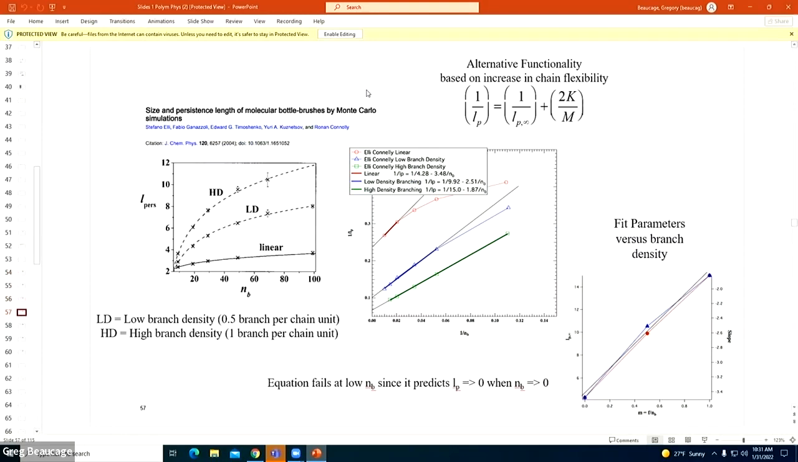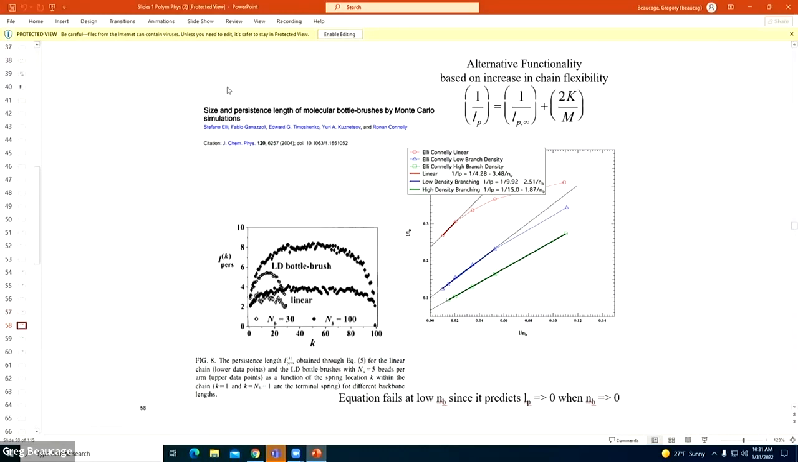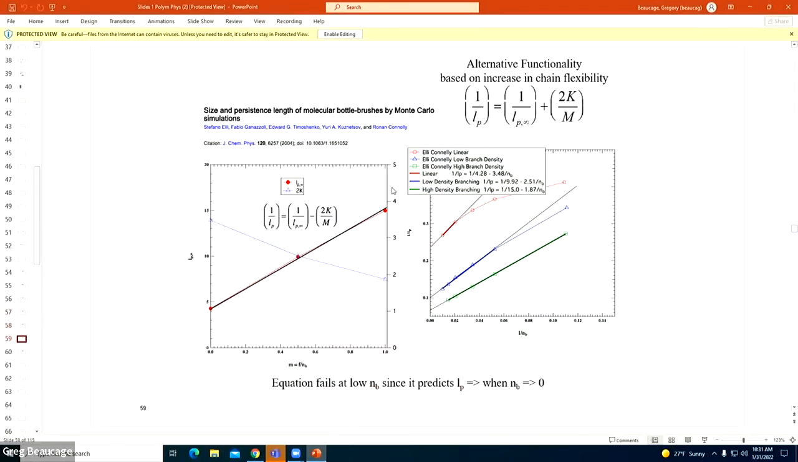Anyway, that's kind of the game people are playing. It changes with the branching positions, and other functionalities are introduced. Once you have the computer program running, you can do whatever you want. This shows the effect that if you have short chains, you get a lot more end group effect than if you have long chains, which indicates it's an end group effect, this molecular weight dependence.